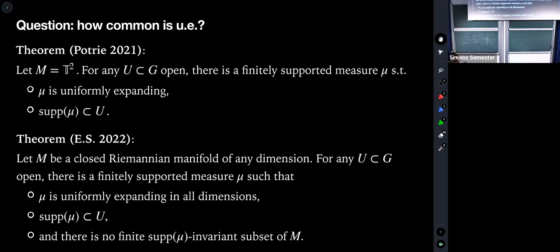All right, so now this is the answer. The answer is they're quite common. They're more common than I would expect, though, again, randomness gives us a lot.